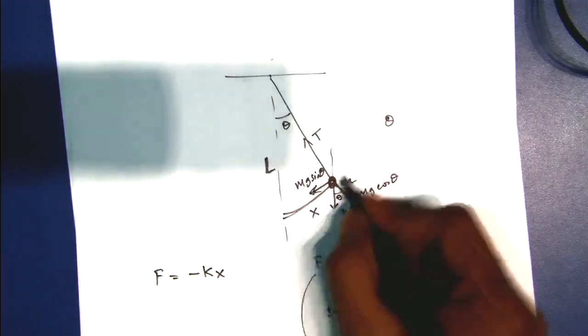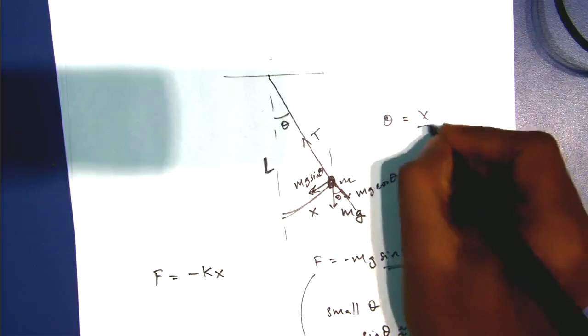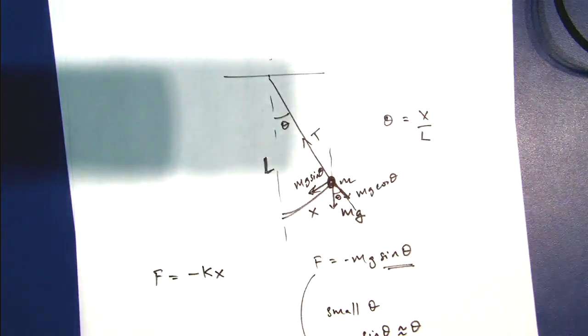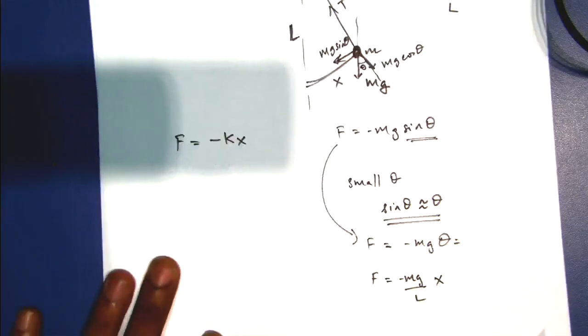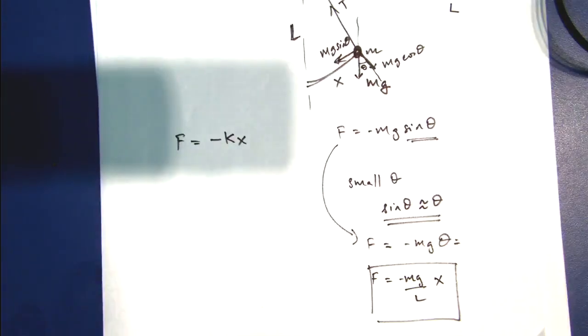So if x is displacement, theta in radians is x over L. That was the whole point of using radians to begin with, I could talk about displacements and arc lengths and radii. Which means my restoring force is minus mg over L times x. It looks like this: m is a constant, g is a constant, capital L, the length of the string, is a constant. So what this is telling you is that the force on the simple pendulum is a restoring force. It's a constant times the displacement, and the value of that constant in this case is mg over L.